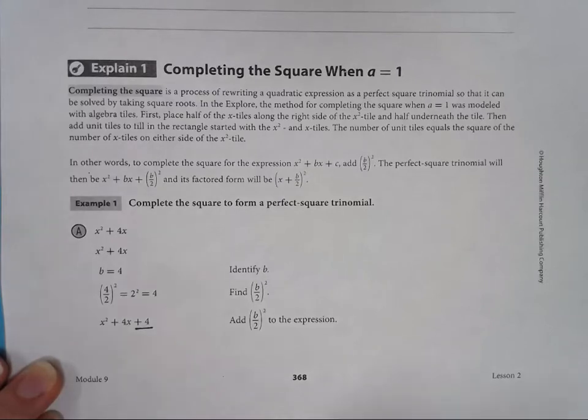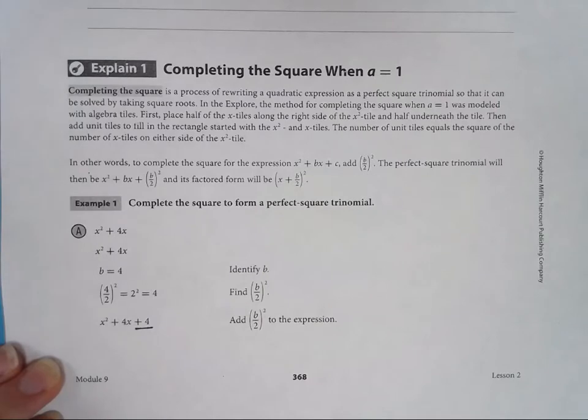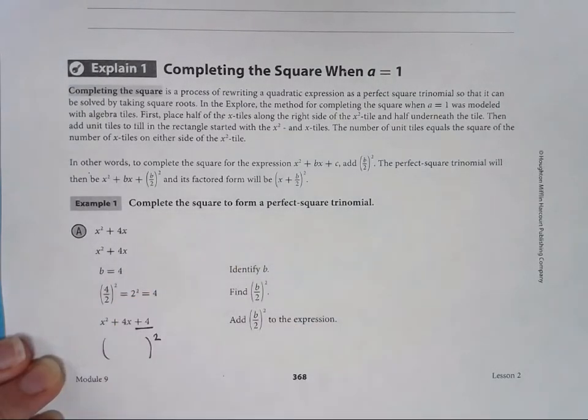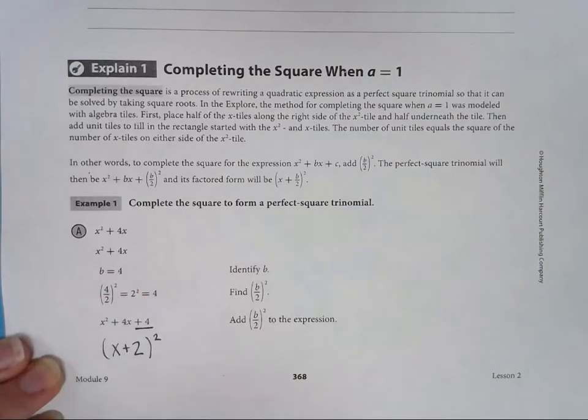We can now factor it in the form x plus half of the b, all of that quantity squared. So the factor form of this trinomial is going to be x plus 2 quantity squared, because half of b is 2. X plus 2 quantity squared is the factored form of this problem.